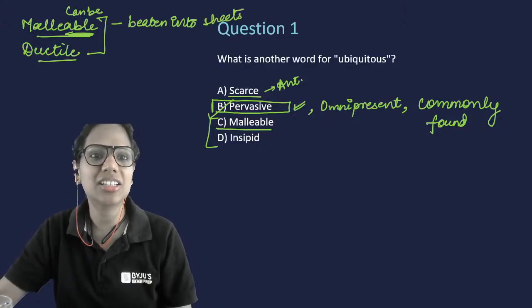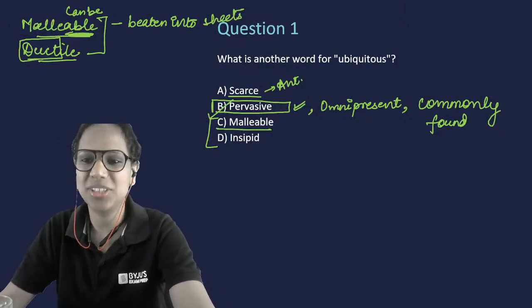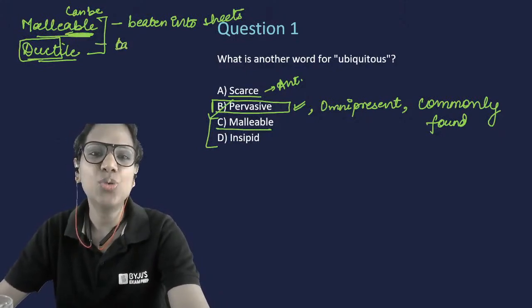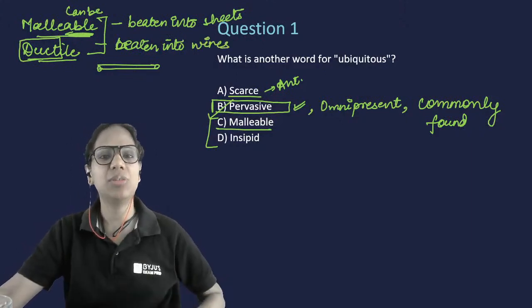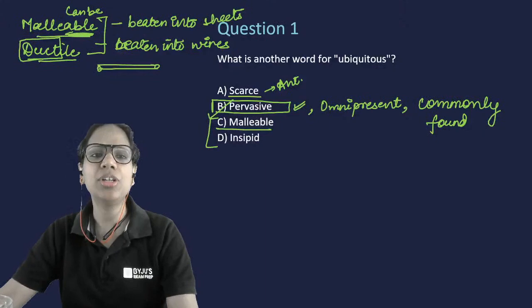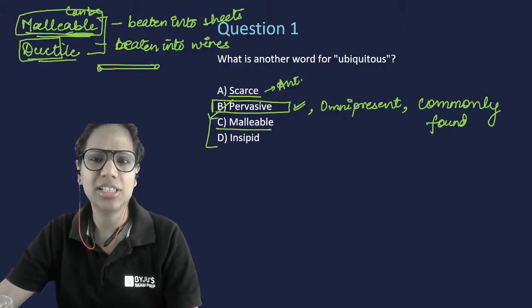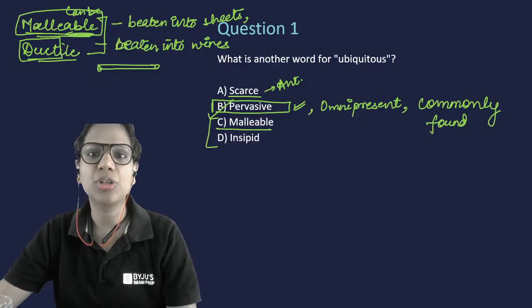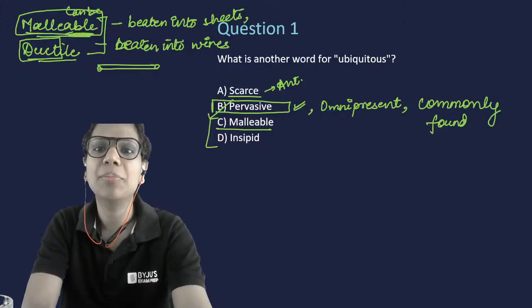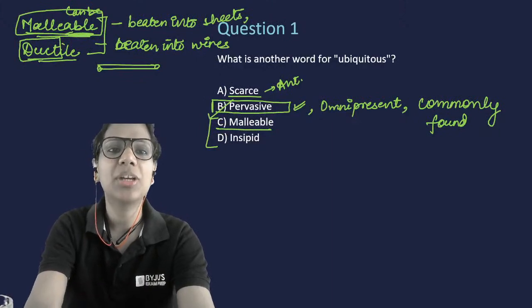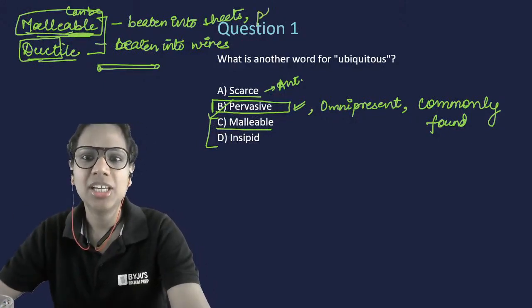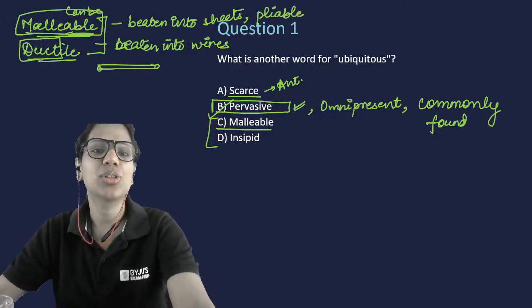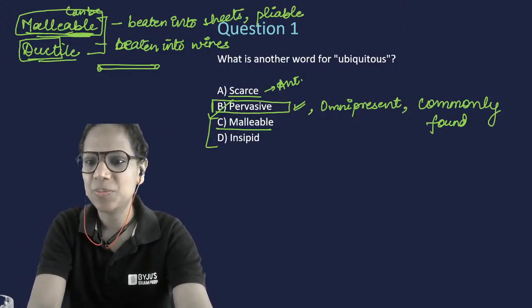And ductile. Duct is a tube, right? A duct is a tube. So can be beaten into wires. A wire has this structure, right? So beaten into or shaped into wires. So that is the meaning of malleable and ductile, the literal meaning. However, it is also used in a metaphorical sense. So somebody who's very flexible, somebody who's very compliant can also be called malleable, right? Because that person will obey whatever you say, right? That person will listen to you very easily. So that's why somebody who is very pliable is also called malleable, right?